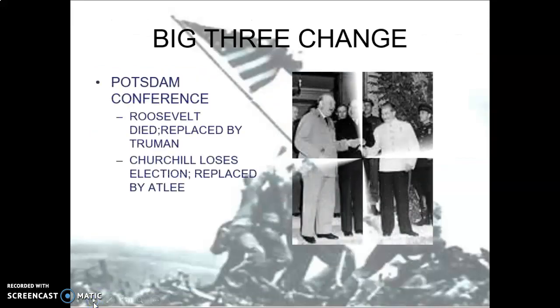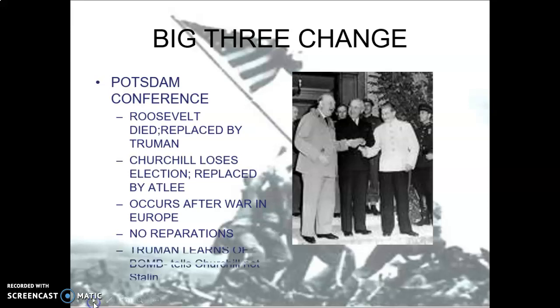The Potsdam Conference. Now, unlike FDR, unlike Roosevelt, Roosevelt did not fear communism. He did not fear the Russians. He did not. Truman does.